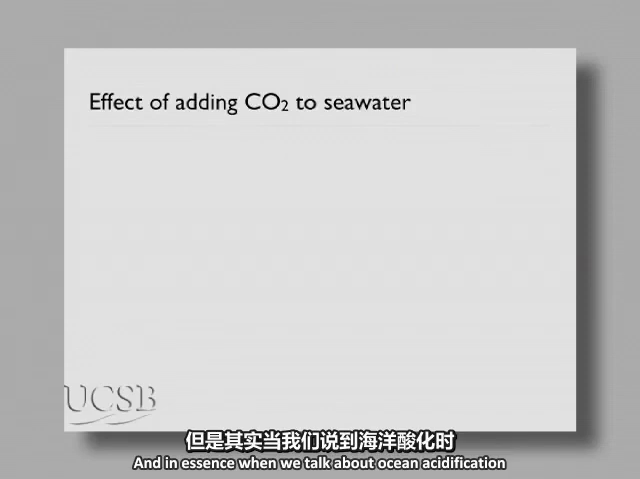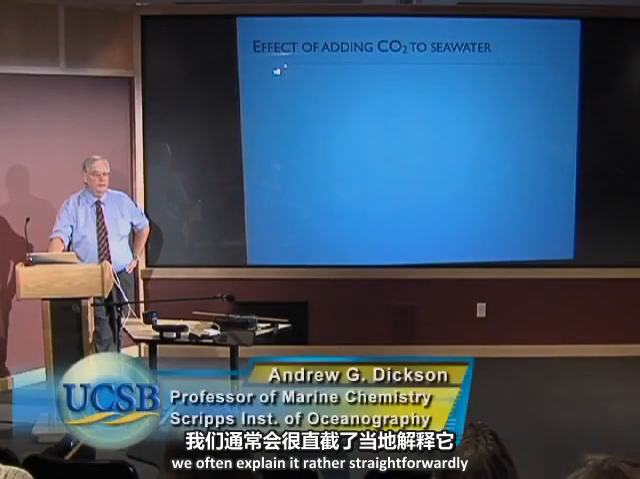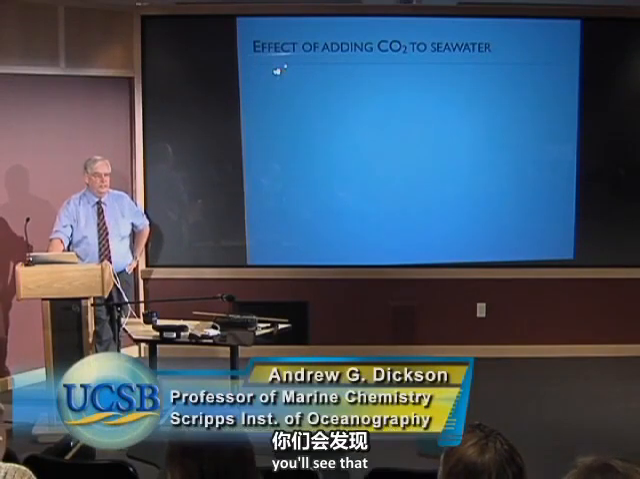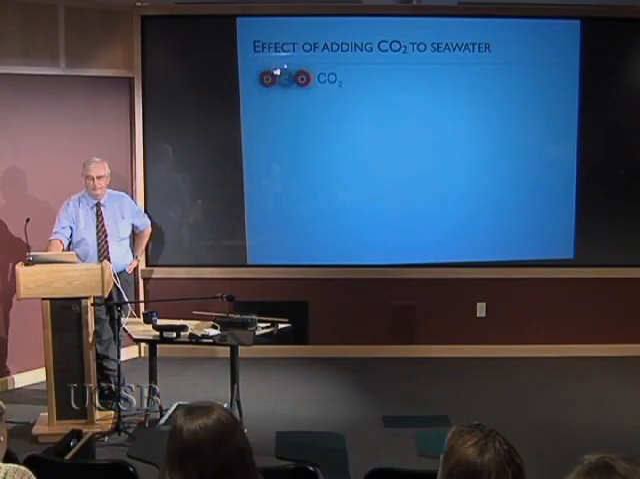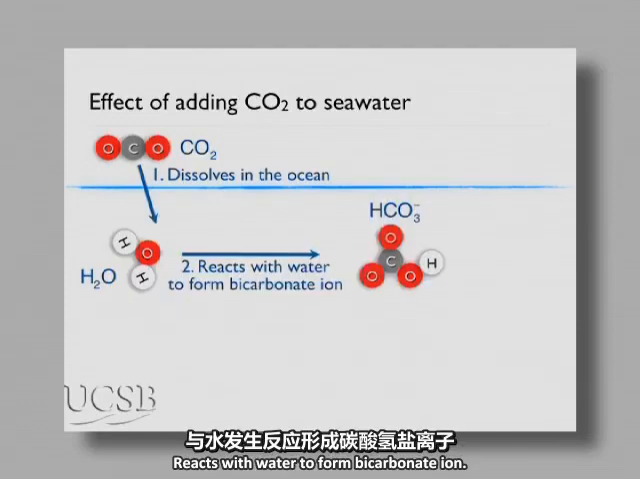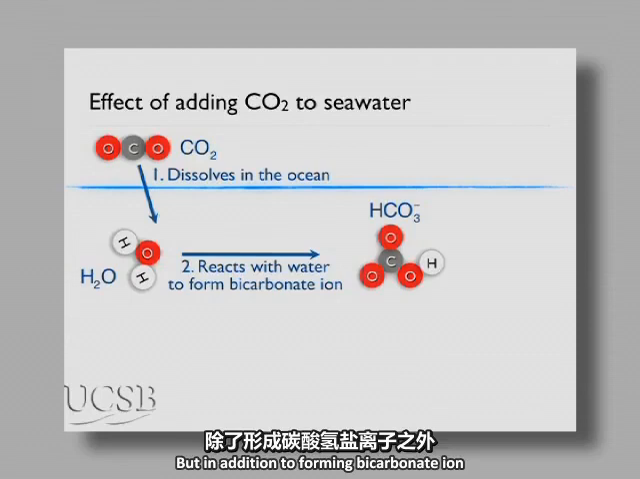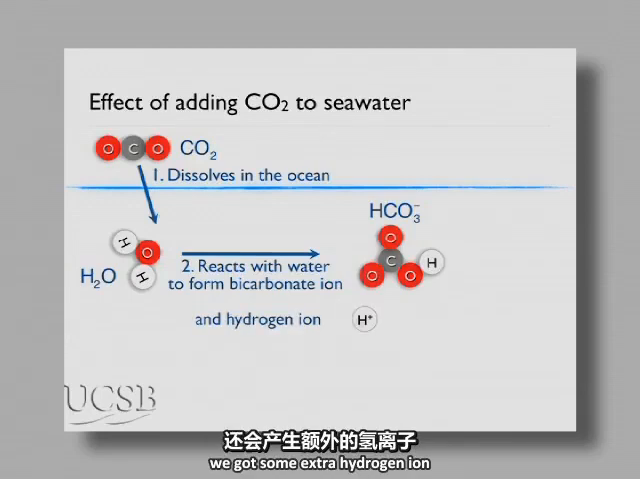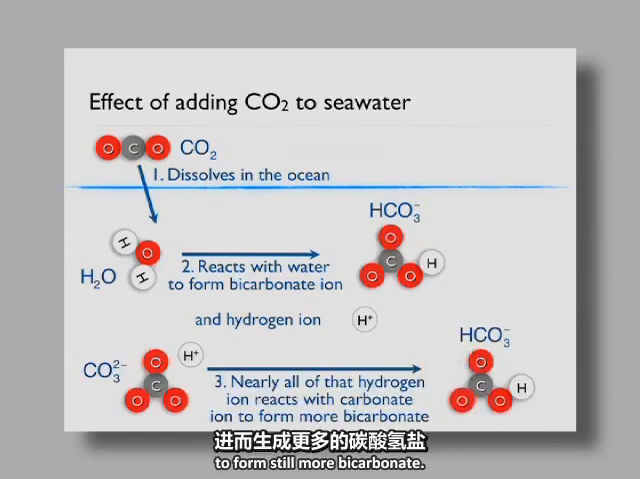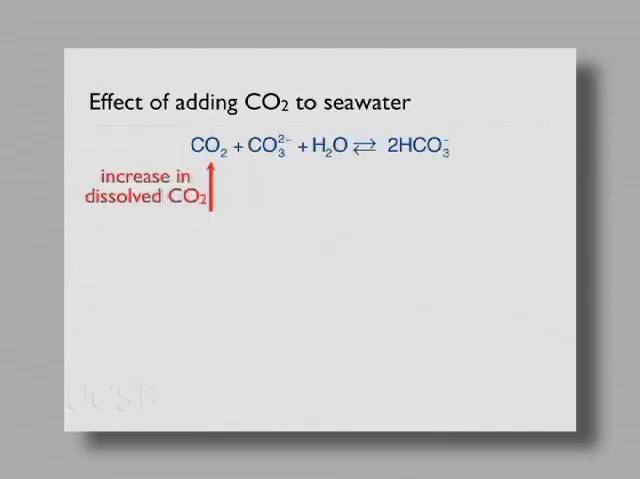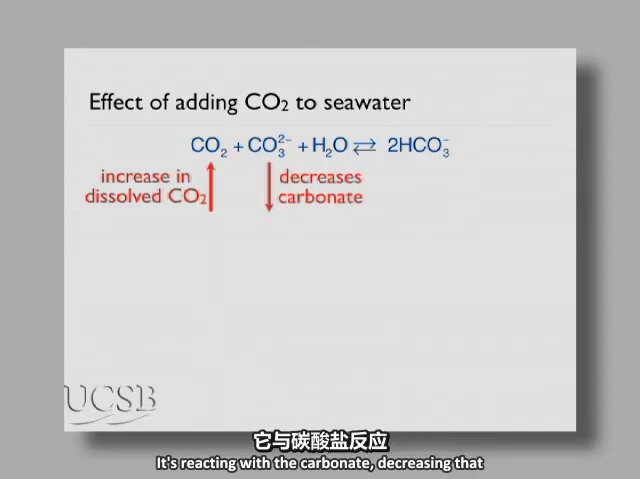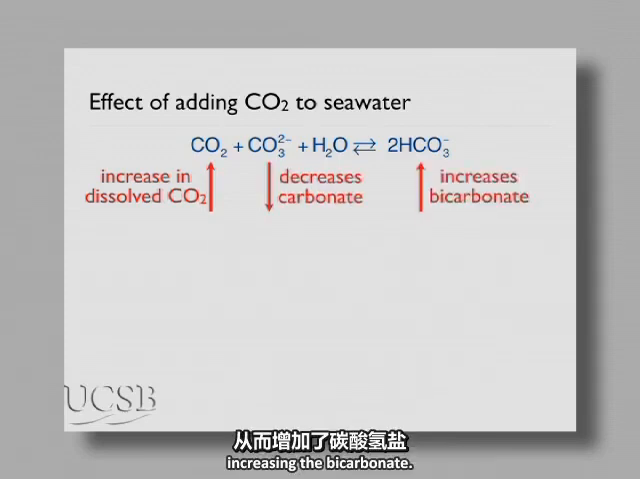In essence, when we talk about ocean acidification, we often explain it rather straightforwardly. So I'm going to do that first, and then as we go further into it, you'll see that it's not necessarily quite that straightforward. CO2 goes into seawater, reacts with water to form bicarbonate ion. But in addition to forming bicarbonate ion, we get some extra hydrogen ion, which goes on to react with carbonate to form still more bicarbonate. In essence, in this reaction you're increasing the dissolved CO2, it's reacting with the carbonate, decreasing that, and increasing the bicarbonate.